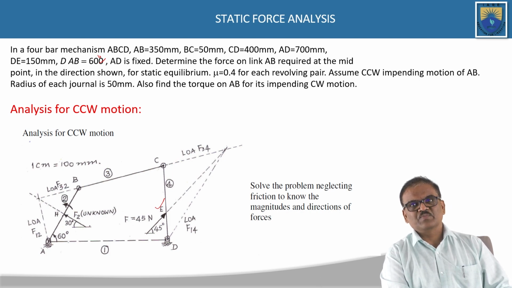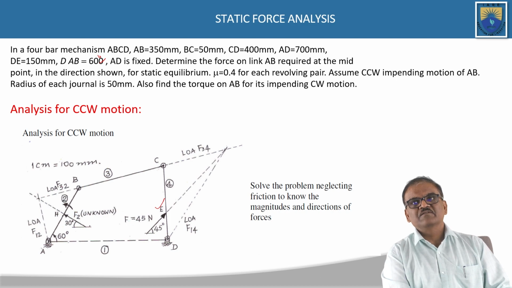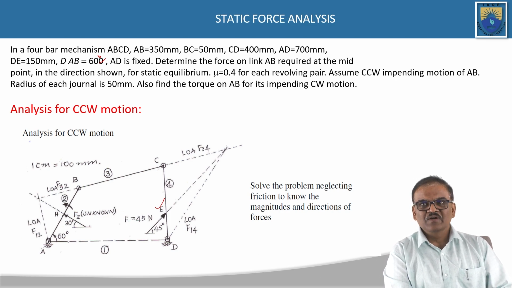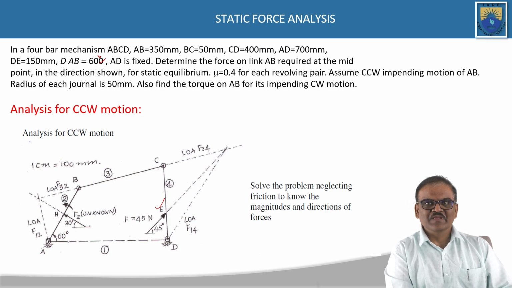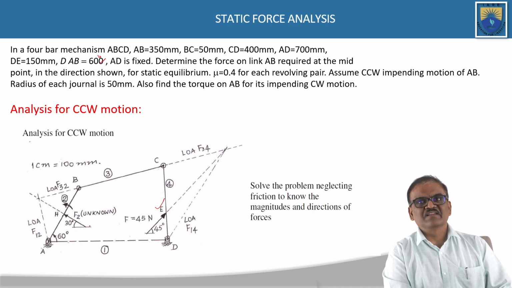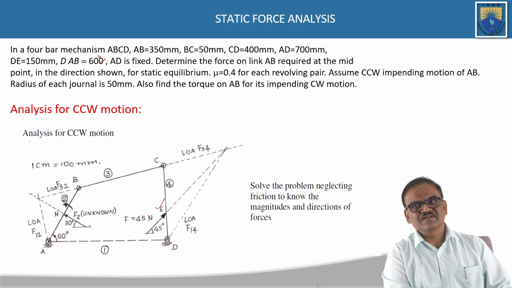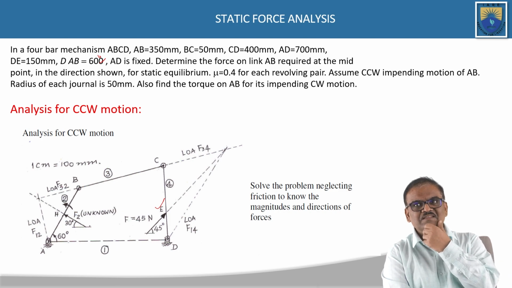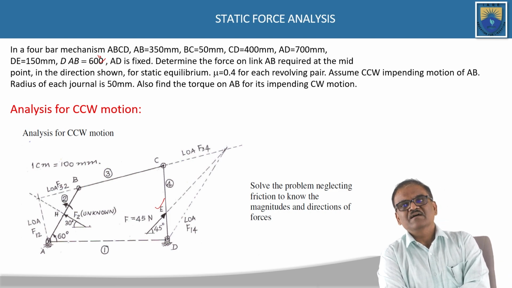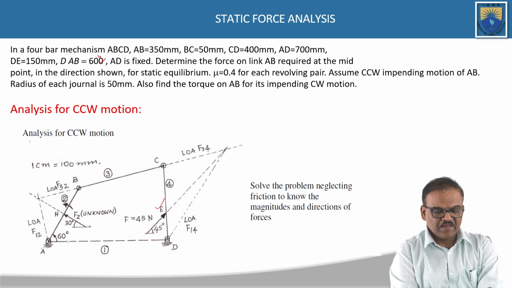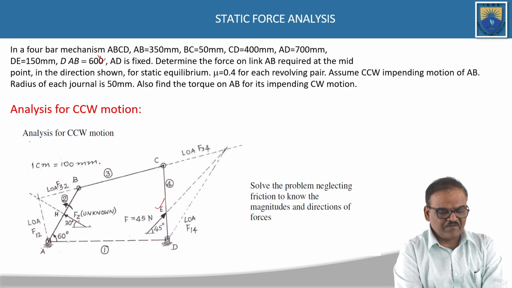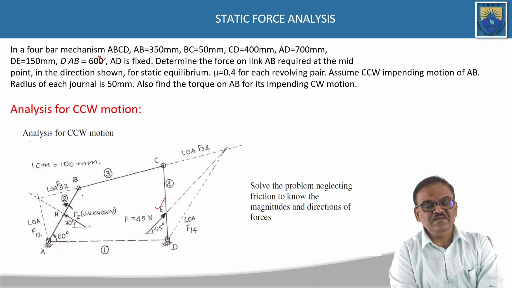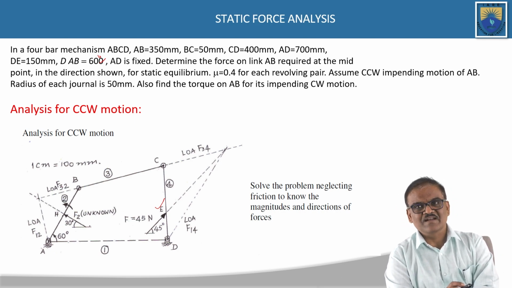Consider the coefficient of friction as 0.4 for revolving pairs. Assume counterclockwise impending motion of the link AB. The radius of each journal is 50 millimeters. And also find the torque on AB for its impending clockwise motion. Because there are two forces acting, F is equal to 45 newtons at E and F2 unknown, what is the torque that is required to keep the system in equilibrium condition?